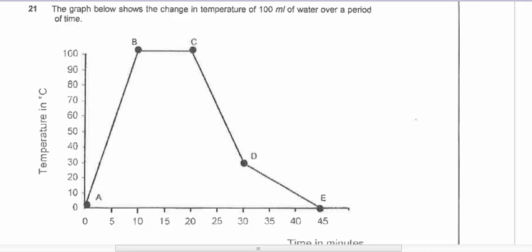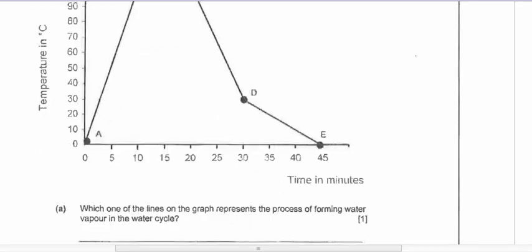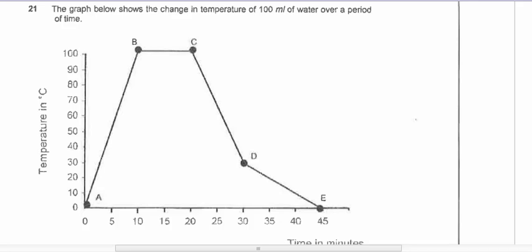So 21, this one shows a change in temperature of 100 ml over a period of time. Okay, so which of the lines on the graph represent the process of forming water vapor in the water cycle? So I want forming water vapor. So when I form water vapor, basically that means my liquid changes to gas. And so if you recall, liquid to gas, there are two processes, boiling as well as evaporation. So basically, if you look carefully at every point in the graph, because remember, evaporation takes place at any temperature. At every point in the graph, evaporation is occurring. Okay? It's just at how fast.